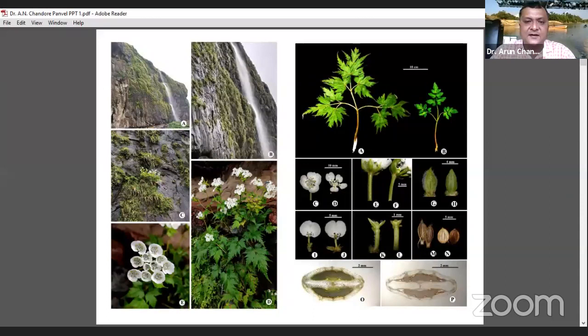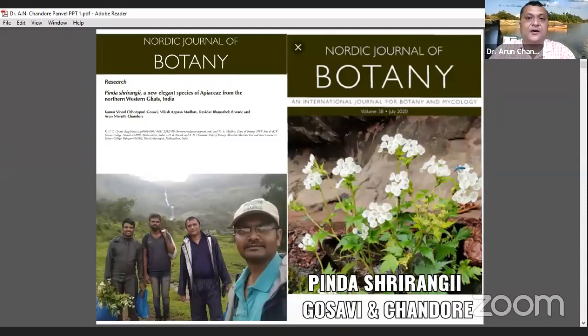And you see these differences between Pinda concanensis and the recently described species of Pinda. There are differences in leaf, differences in seed, differences in flower, and in pedicel and other characters. Okay, and this paper was published 2 months back in the Nordic Journal of Botany, and the flower came on the cover page. Then we named it after our guru, Professor S.R. Yadav, Pinda srirangae, Sriranga Ramchandra Yadav, and this is our team, my colleague Dr. Gosavi, then our students Nilesh and Devidas.